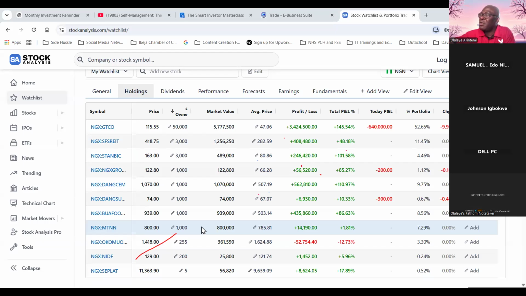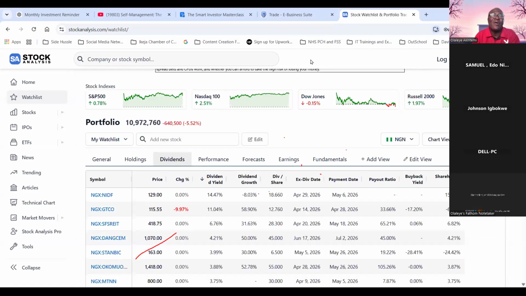Sometimes I will buy 1 unit, sometimes 10 units, sometimes 20 units, sometimes 5 units, until MTN got to 1,000 units. Now I'm going to be working on Okomu, NIDF, and Seplat until all of them get to 1,000 units. You must have a system. Don't just buy your stocks anyhow.